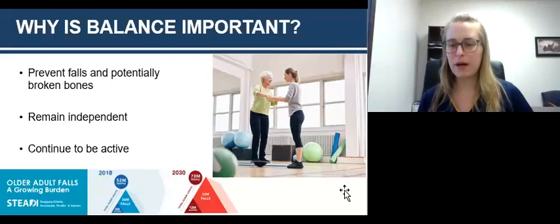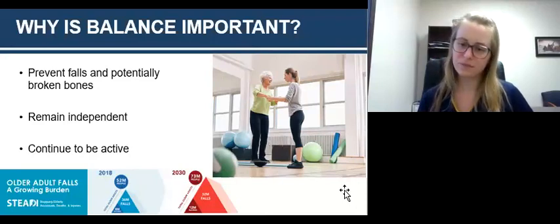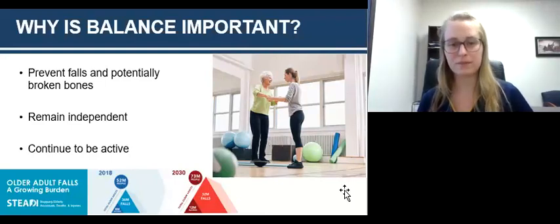In the diagram on the bottom, it states that in 2018, there were 52 million adults over the age of 65, with 36 million reporting falls that resulted in 8 million serious injuries. But they estimate that by 2030, there will be 73 million adults over the age of 65, with 52 million falls and 12 million serious injuries.